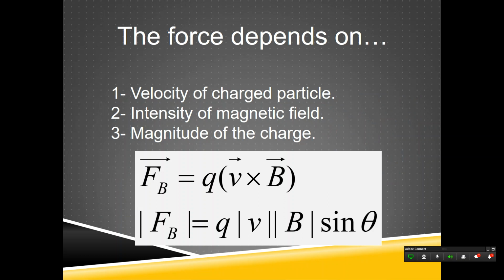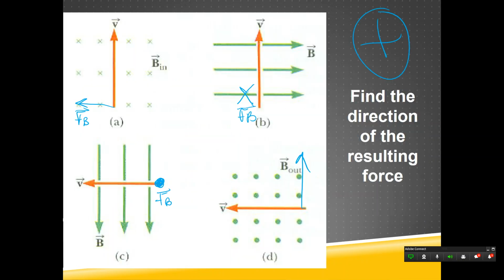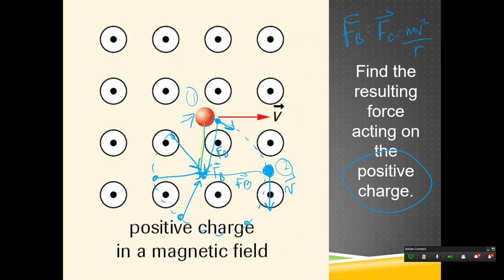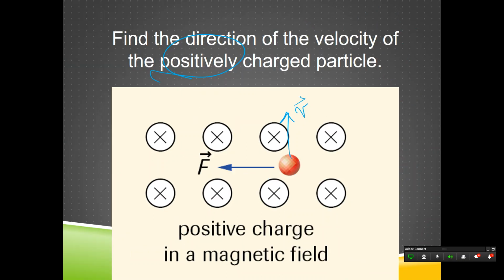Now, if you notice something, if I go back here to the most simple one, let's just go to this one here. You can see that everything is 90 degrees from each other, right? So force is in the x axis, v is in the y axis, and B is in the z axis. Those are your three dimensions right there.